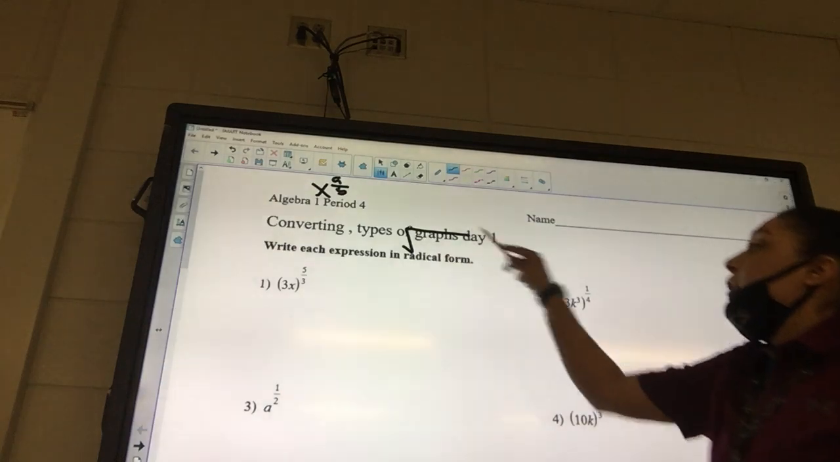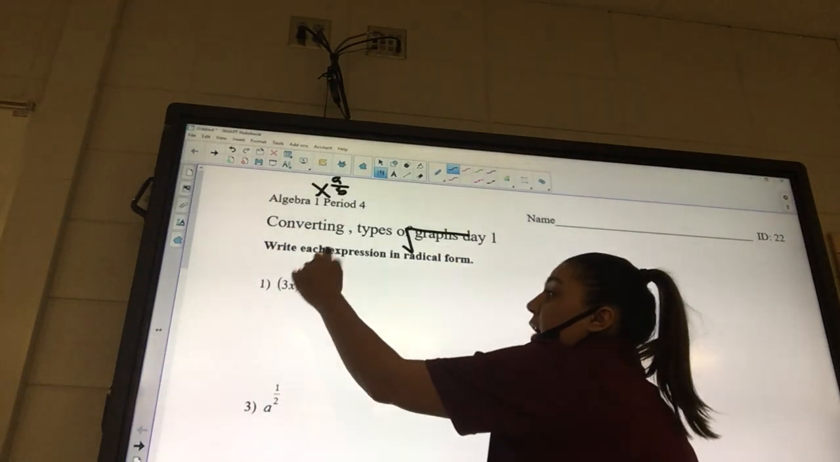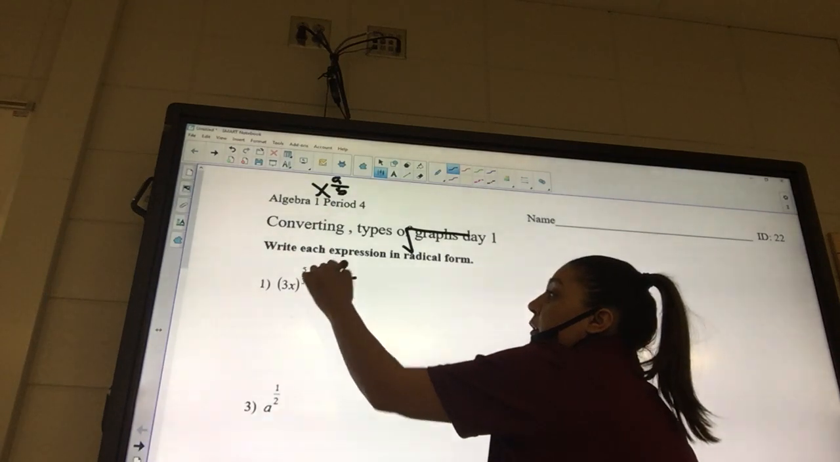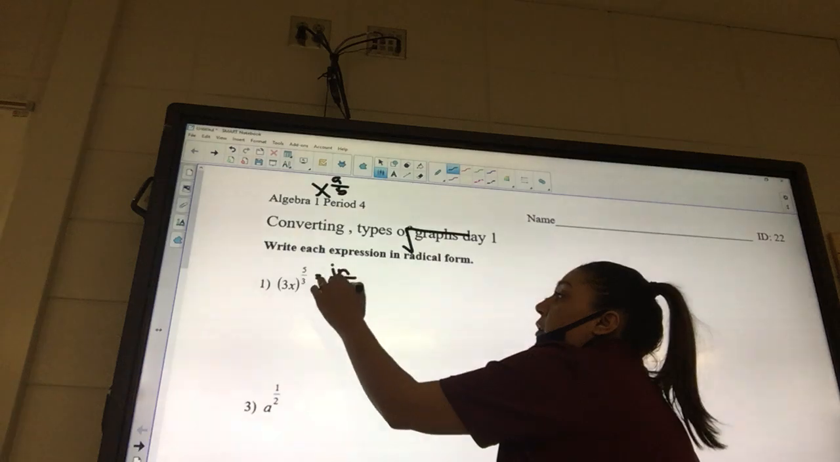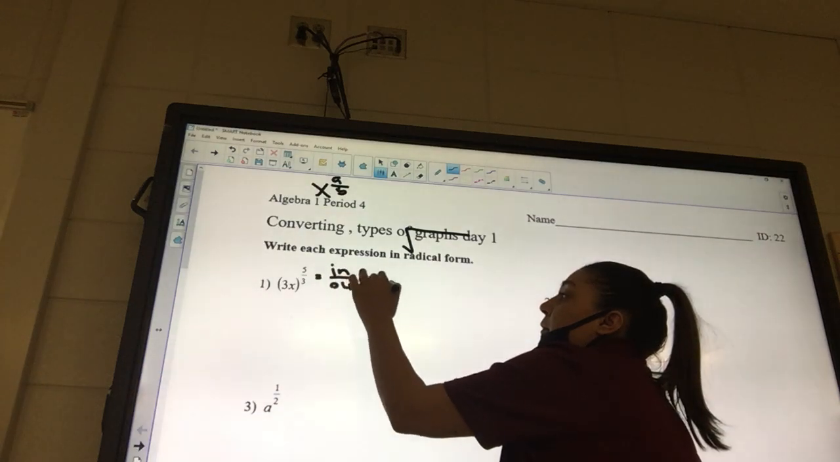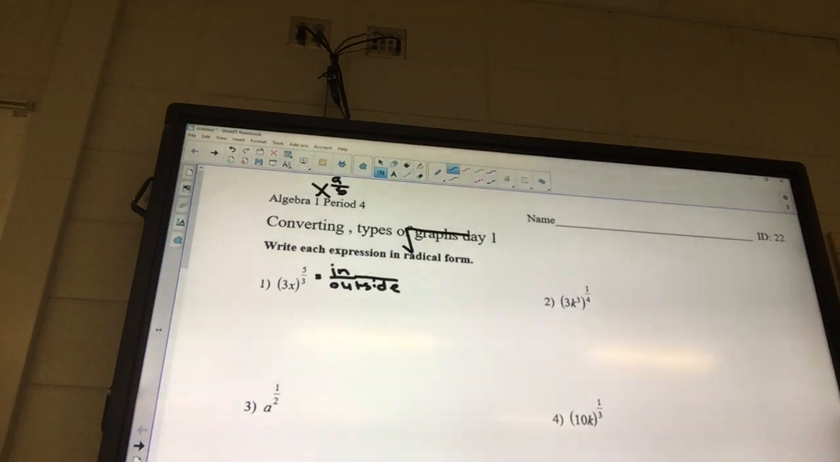Okay, so when we do the radical form, the form looks like this. See how it has a fraction, a top and a bottom? The 5 is on top, right? And the 3 is on the bottom. It always goes inside over outside. Okay, so write that down. You have to know inside over outside.